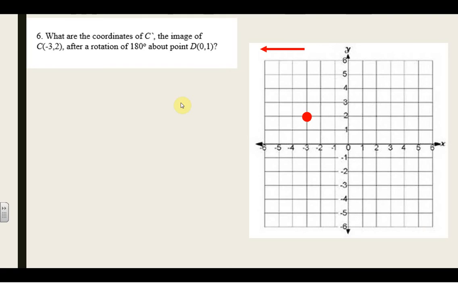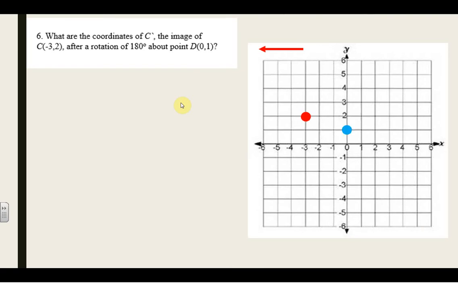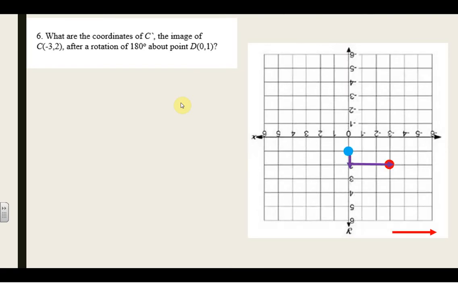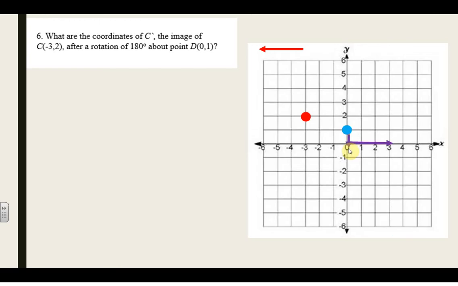All right, so again, I have a different center. It's 0, 1. I turn my paper twice, and then I say, okay, I am now down 1 and to the right 3 from that center. So I turn my paper back around, I go down 1, right 3, and my new point is 3, 0 when I rotate it around that point.